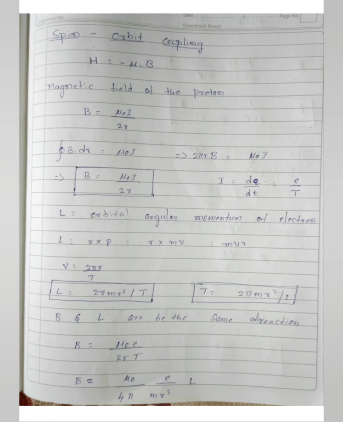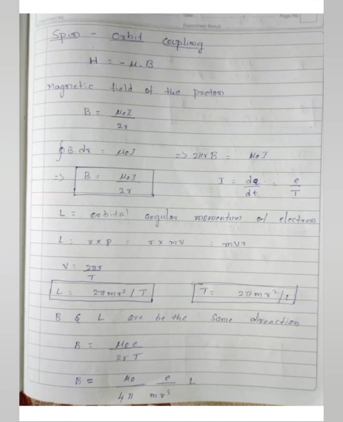Here mu indicates the magnetic moment due to the spin. B indicates the magnetic field due to the orbital motion of the electron. H is equal to minus mu dot B. It is very important to calculate the spin orbit coupling. It is an energy equation. H is an energy.